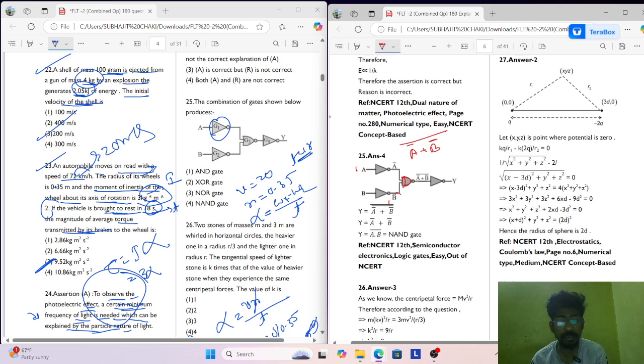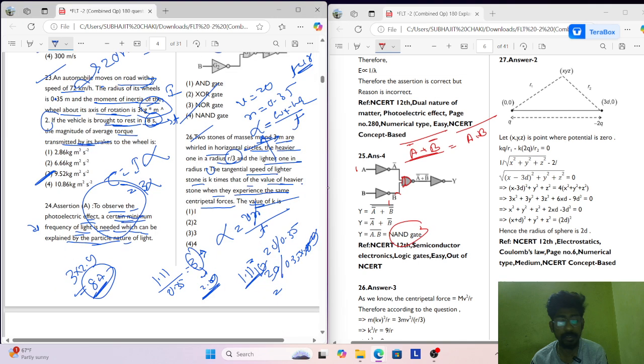Two stones of masses m and 3m are welded in a horizontal circle. The heavier one has the radius r by 3. Okay, this is the radius r by 3. Lighter one has the radius r. So this will be r. So this balances out. The tangential speed of the lighter stone is k times that of the heavier stone when they experience the same centripetal force. The value of k?